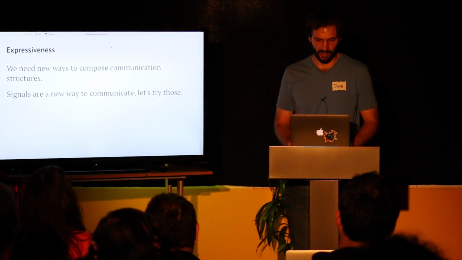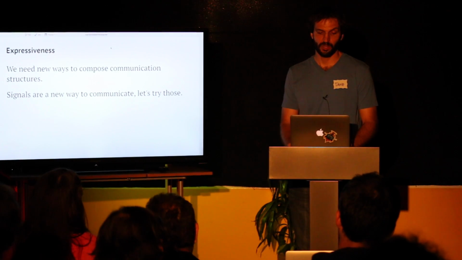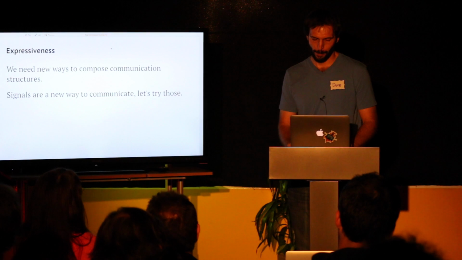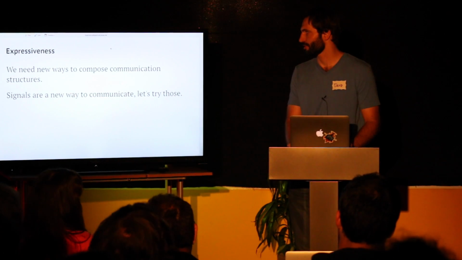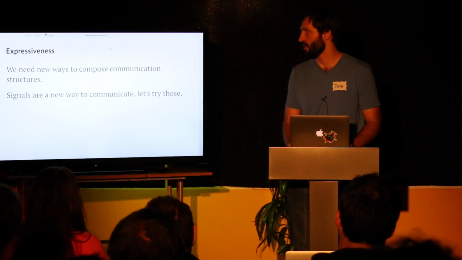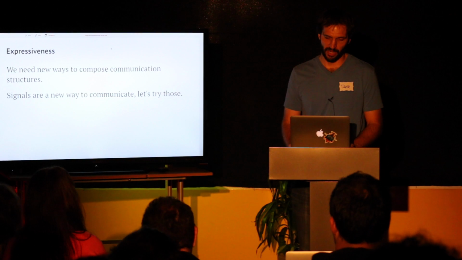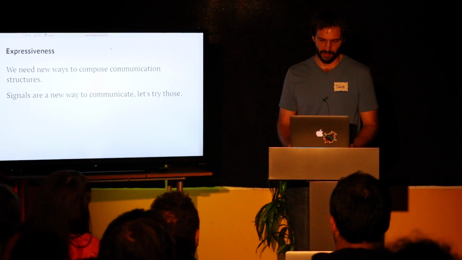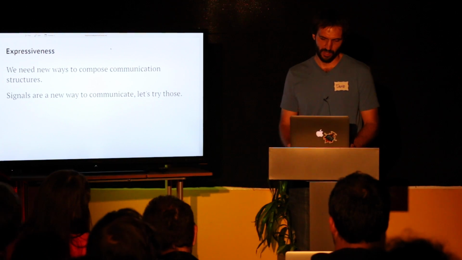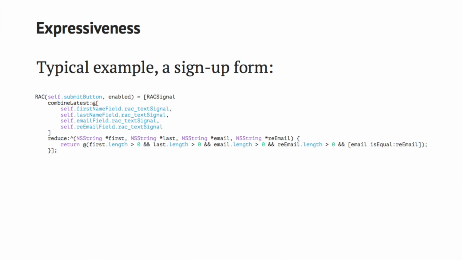So expressiveness. We need a new way to compose communication structures. When parts of your app are communicating with each other, how do you compose that structure? I've said that OO I don't think fits the bill, but now we have signals, which I've talked about, and they're a new way to communicate because they can compose with each other. They have these operations. They're kind of like data structures. So let's try those. Sorry about the code size. I'll try to read it out so everyone can see it.